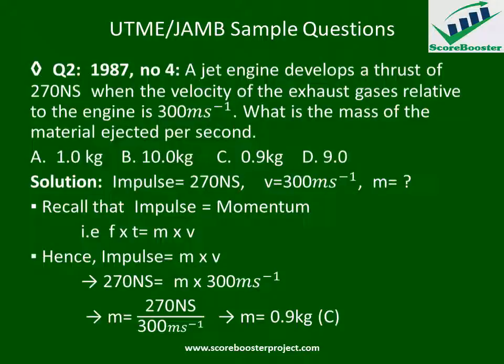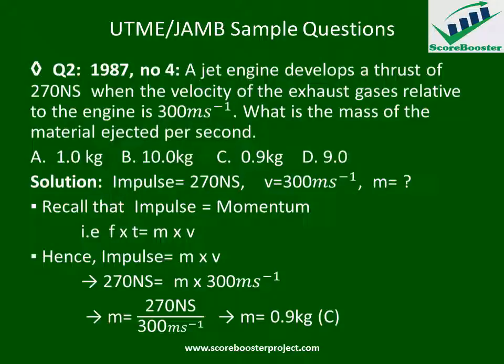Hence, we can say impulse is equal to mass times velocity, m times v. So in substituting for this, our impulse is 270 Newton seconds equals mass m times velocity, which is 300 meters per second. So in solving this now, you can divide both sides by 300 meters per second, and that will give us mass m equals 270 Newton seconds divided by 300 meters per second, and that will result to m equals 0.9 kg, making option C the correct answer.